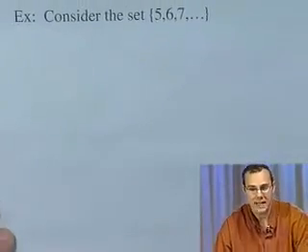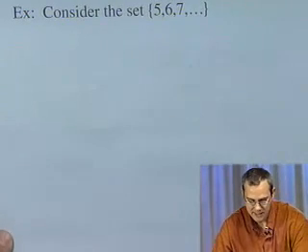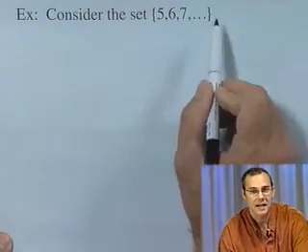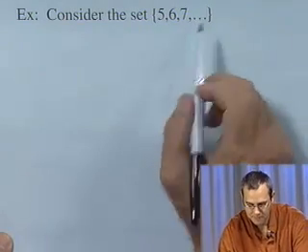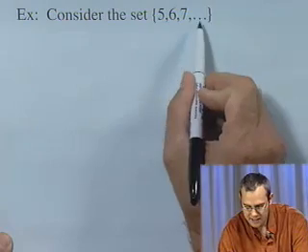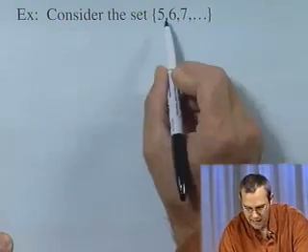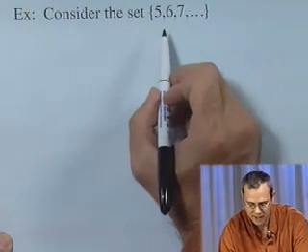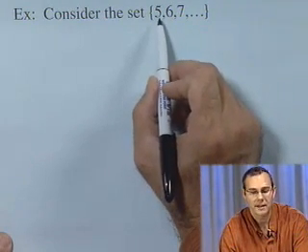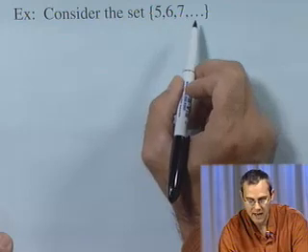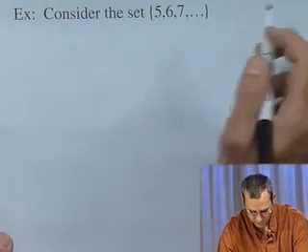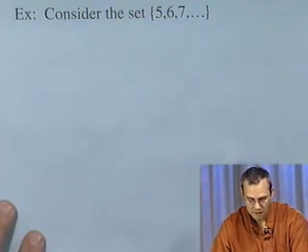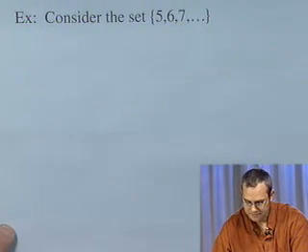Let's take a look at this set. Consider the set 5, 6, 7, comma, dot, dot, dot. Now let's first notice these dots here. What these 3 dots mean is that this pattern is going to continue forever. In other words, our set is actually going to contain the elements 5, 6, 7, 8, 9, 10, forever and ever and ever. Okay? Now there's other ways that we could write this set.